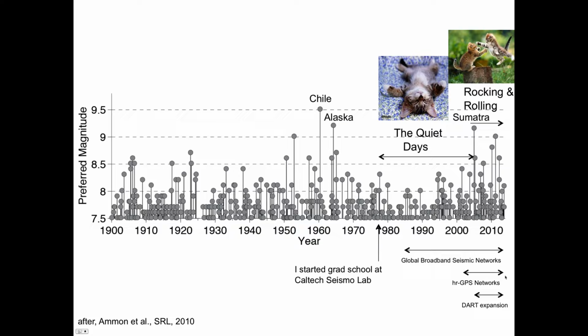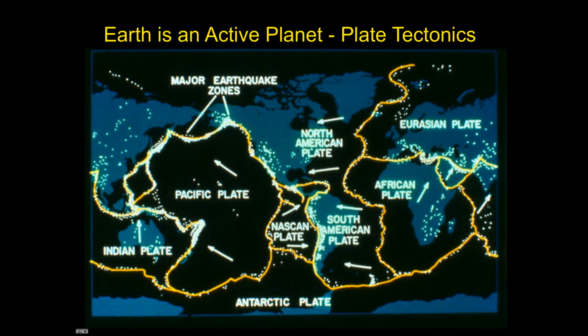IRIS played a huge role in this, and UNAVCO and the GPS networks, and many other groups have contributed to GPS, and NOAA in the DART expansion. So that just happened, perfect timing to capture signals from these many large events.